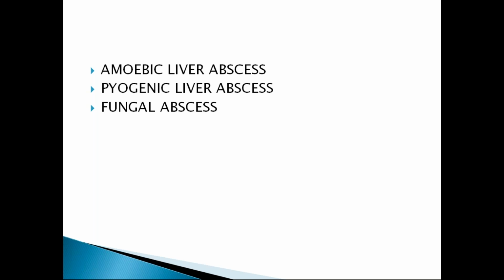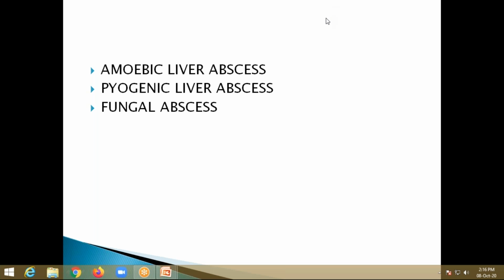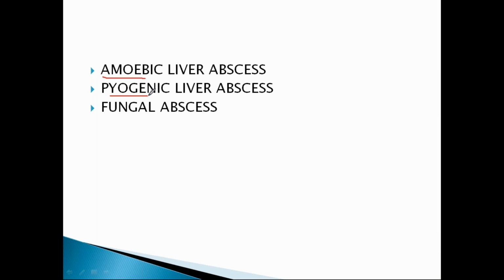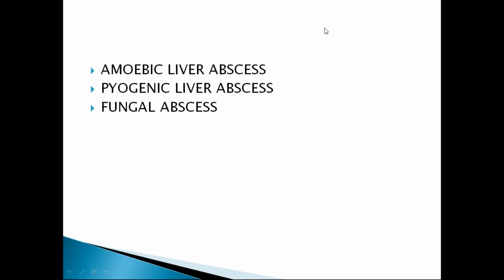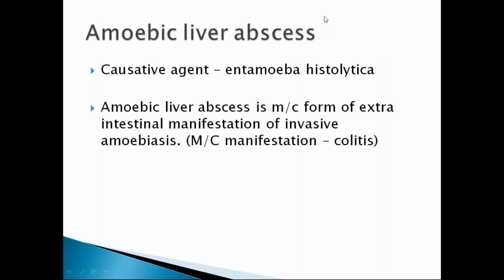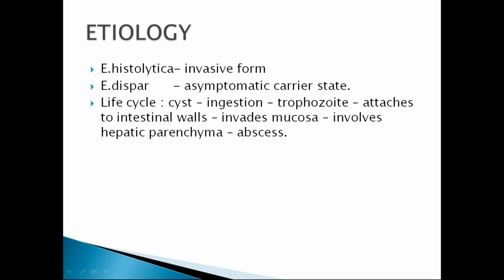Amoebic liver abscess, pyogenic liver abscess, and fungal abscess. From an exam point of view, or even a clinical point of view, amoebic and pyogenic are very important. Fungal is extremely rare. I have never seen one. Amoebic liver abscess: Entamoeba histolytica, the most common extra-intestinal manifestation of invasive amoebiasis. Most common is colitis. Second is amoebic liver abscess.